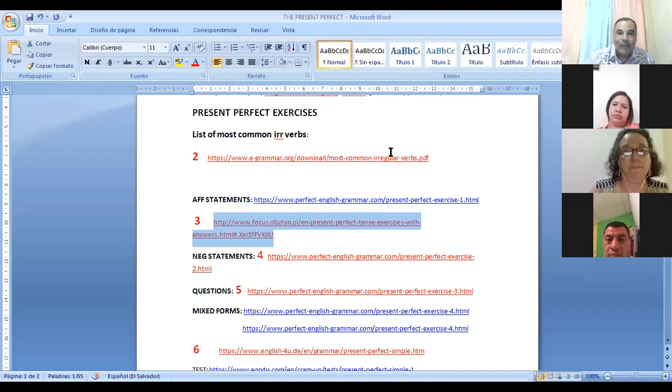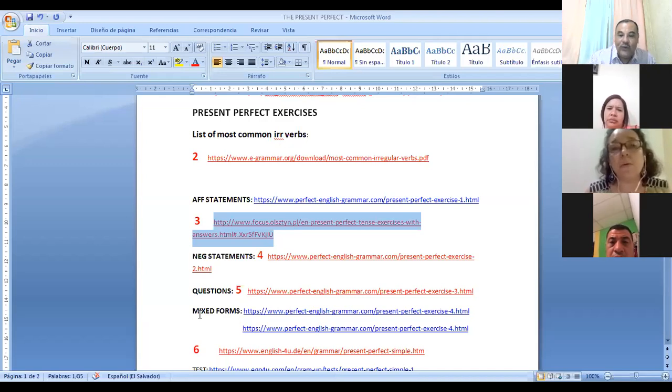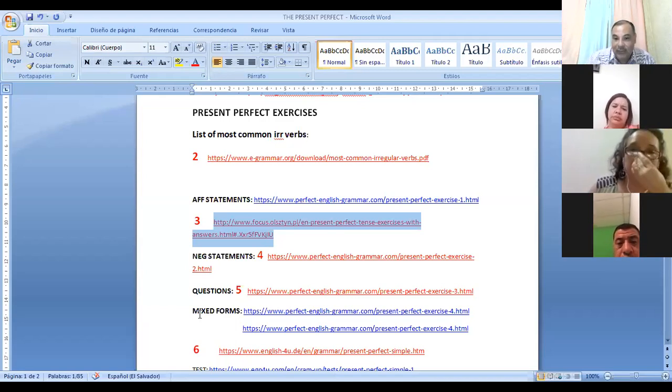Like I am doing right here. I'm opening a new tab. I paste it right here. And now I give enter. And it's going to display an exercise with the present perfect. I'm going to do with you the first three exercises. Can you see? Now, I need the list of verbs because I need the past participle of these verbs. Can you see it? I need the past participle of these verbs.